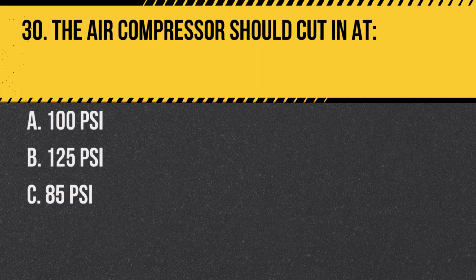Question 30. The air compressor should cut in at A. 100 psi. B. 125 psi. C. 85 psi. Answer: C. 85 psi. This ensures the system maintains adequate air pressure.